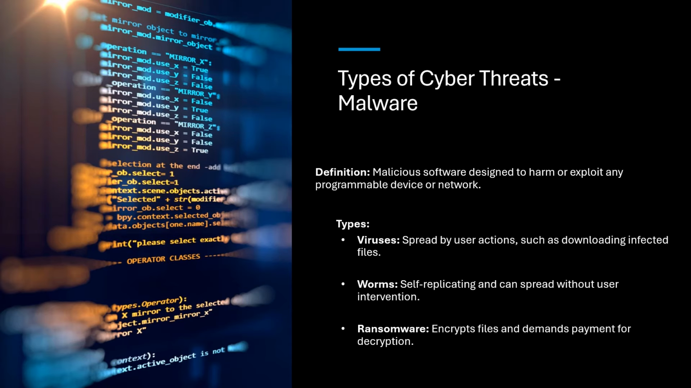Worms. Similar to viruses, but they can self-replicate and spread independently across networks, often consuming significant bandwidth. Trojans. These disguise themselves as legitimate software to trick users into downloading and installing them, allowing attackers to access the system. Ransomware. This locks you out of your data and demands a ransom for access. For instance, the WannaCry ransomware attack in 2017 affected thousands of computers worldwide, demanding payment in Bitcoin to restore access.